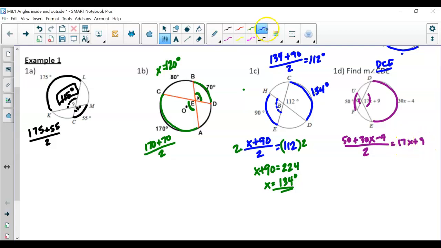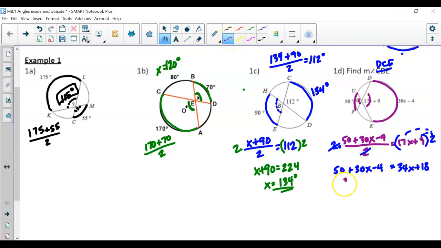So again, we need to double this, because in the end, we're dividing by 2 to get to this. So we're going to multiply by 2. But notice you're going to need to double the entire expression. So this is 50 plus 30x minus 4 is equal to 34x plus 18. Now you're just solving a multi-step equation, solving for x.